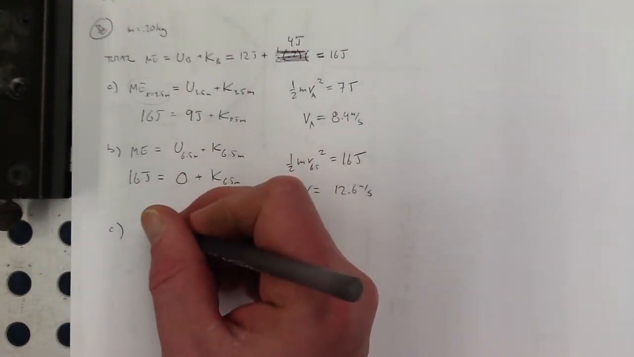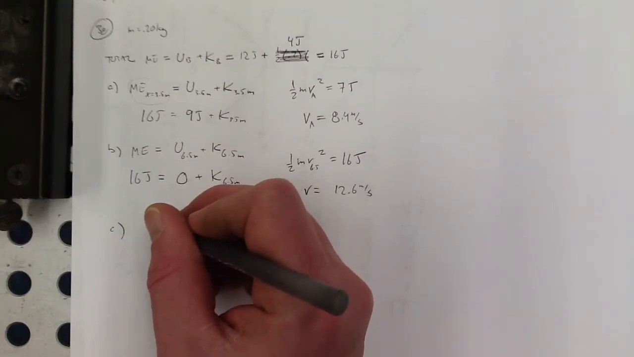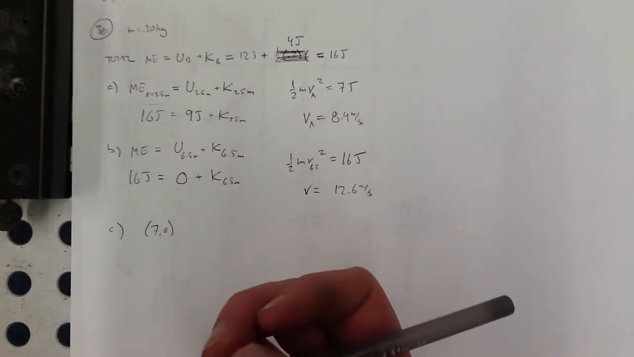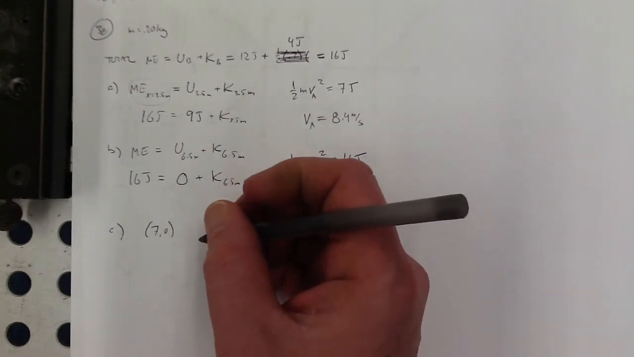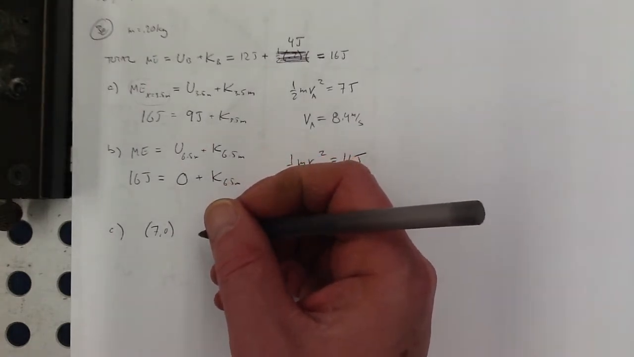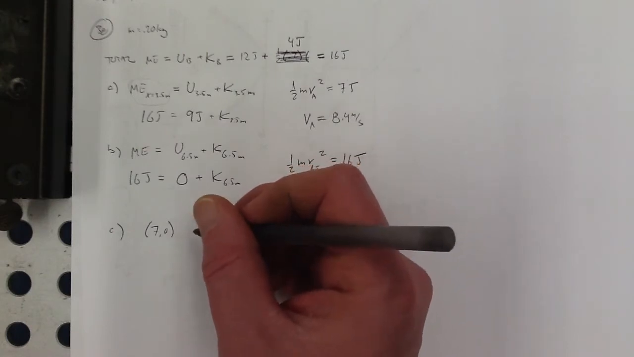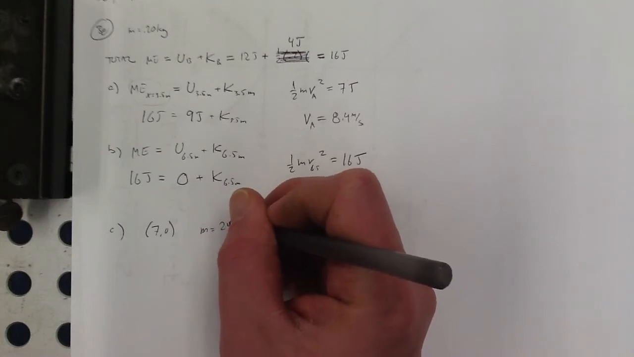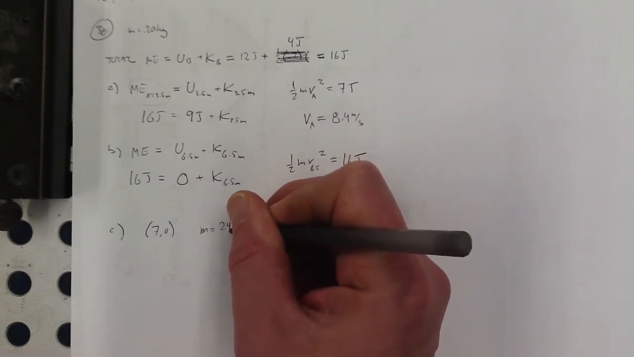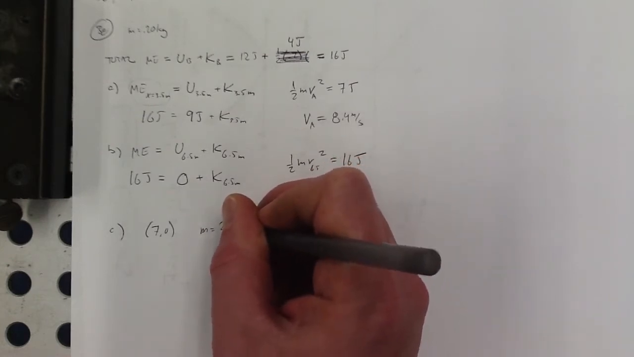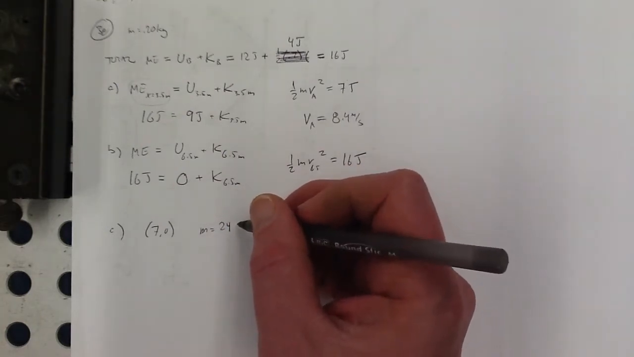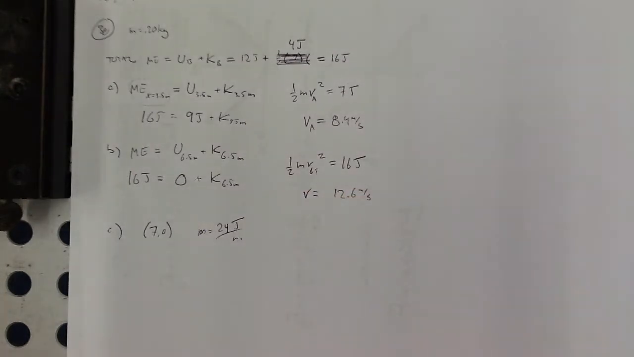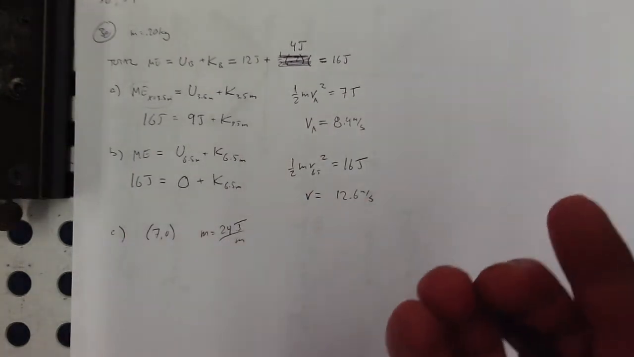So I know that this line goes through the point 7, 0, and I know that it has a slope of, let's see, rise is 24, and the run is 1, right? Yeah, I think so. So that's 24. The rise is in joules and the run is in meters. So 24 joules per meter. Okay, so could I write an equation for that line?